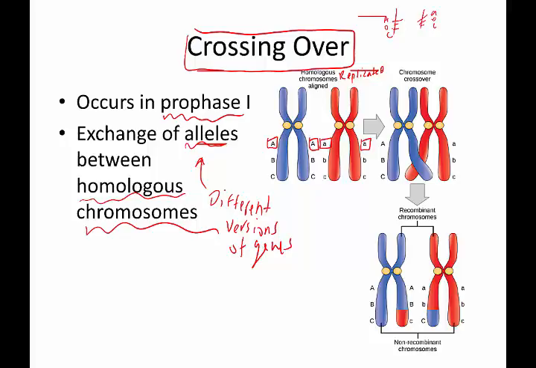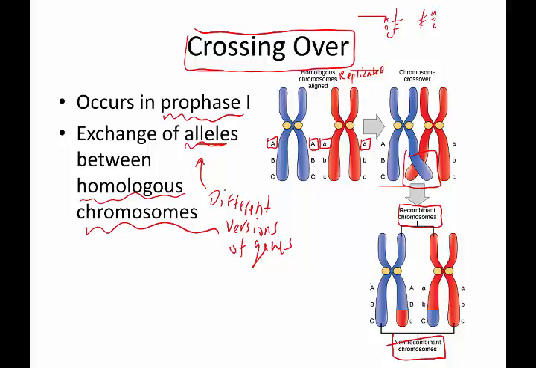So during crossing over, we actually have exchange of genetic material between homologous pairs. So you can see here we actually have information being exchanged between these chromosomes. And when this happens, we have recombinant chromosomes formed. So here we have chromosomes recombined into a slightly different configuration than what they started as. We also have non-recombinant chromosomes as well. So the chromosomes on the outside have not exchanged information.